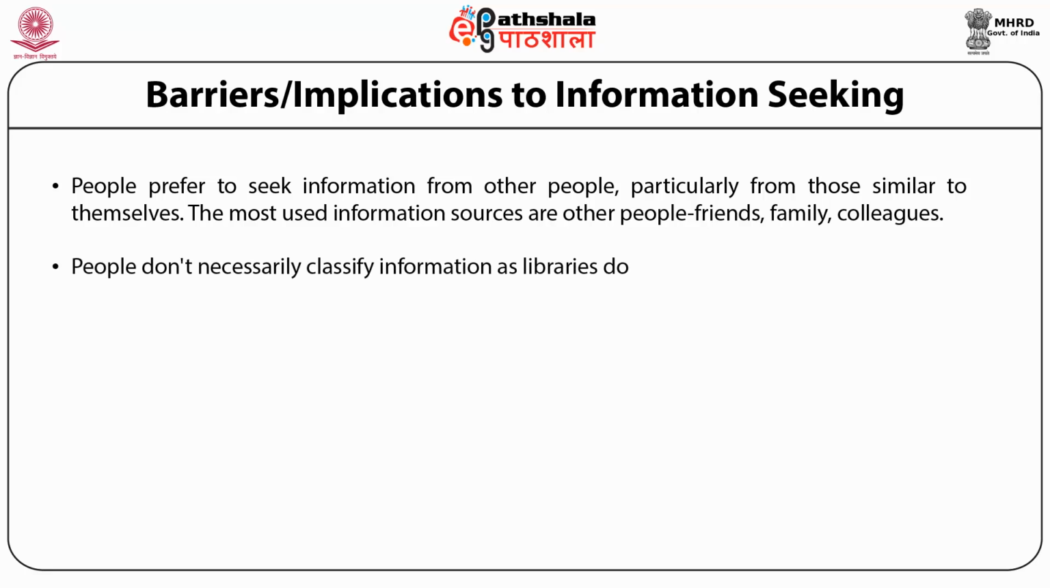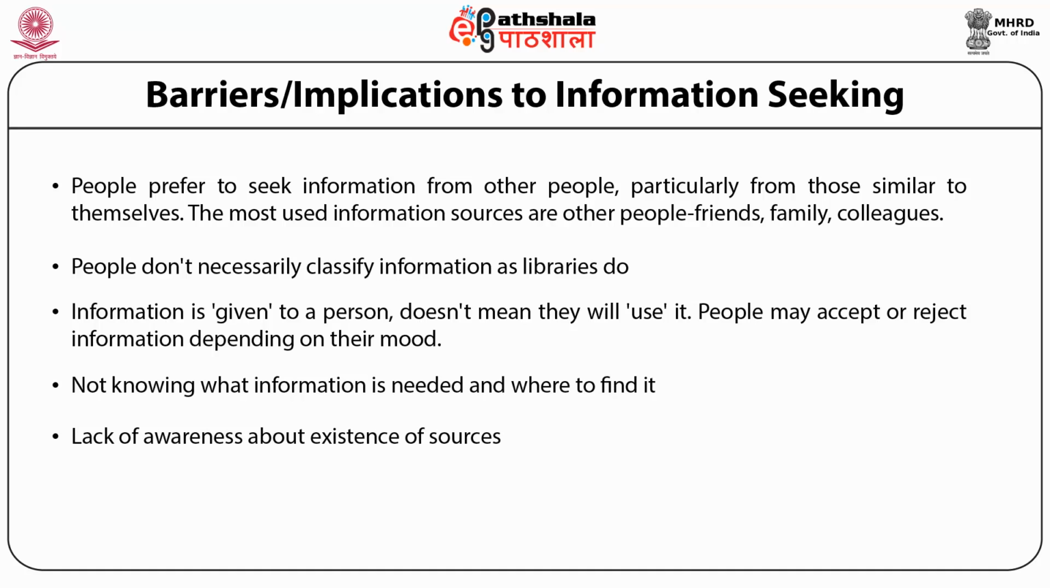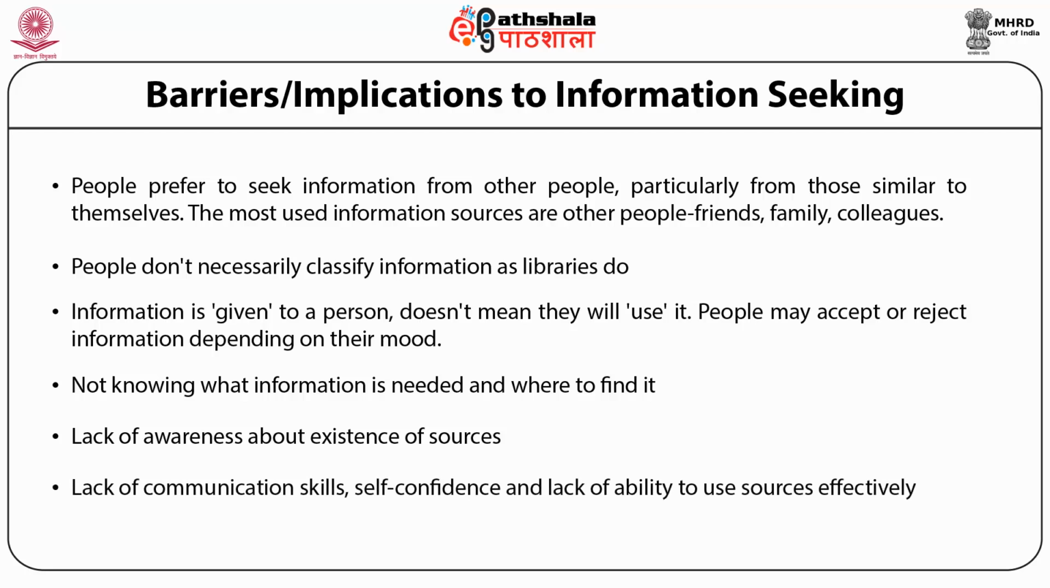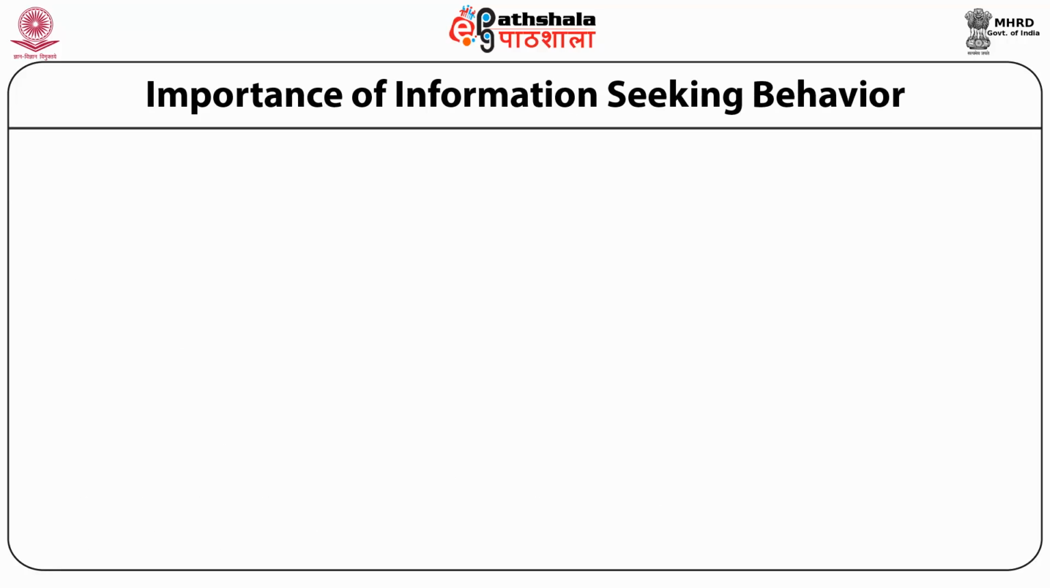People do not necessarily classify information as libraries do. That information is given to a person doesn't mean they will use it. People may accept or reject information depending on their mood. Not knowing what information is needed and where to find it, lack of awareness about the existence of sources, lack of communication skills, self-confidence, and lack of ability to use sources effectively, and inaccurate or inappropriate information are further barriers.